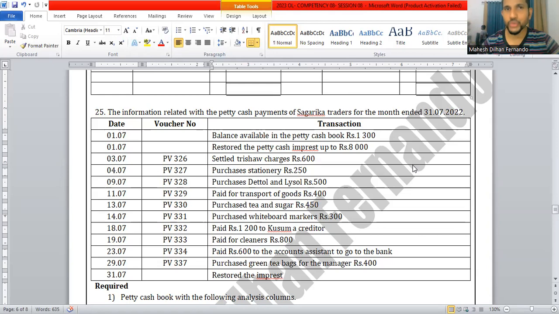And so next week, we are moving to the 9th competency. That is bank account and bank reconciliation. Another beautiful lesson.